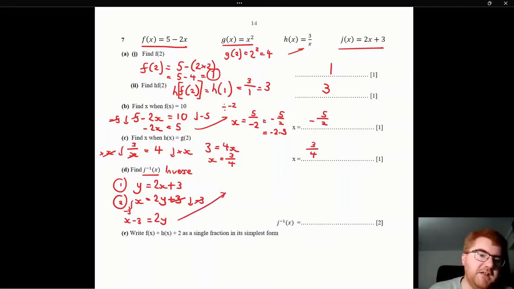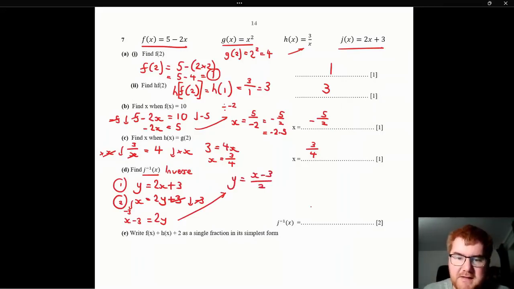And then we want to get the y on its own. What's the opposite of timesing by 2? Dividing by 2. So we get y is equal to (x minus 3) over 2. So that's going to be our inverse function. Again, that video I recommended earlier, I'm going through this quite quickly, but I'll go through this in a lot more detail in that video.